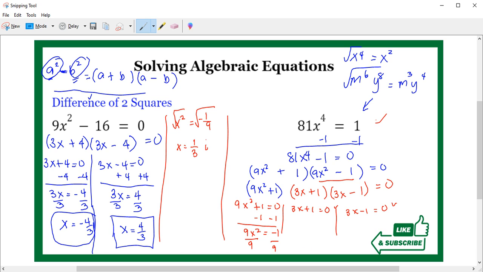And because this is a square root, you will have a positive and a negative answer. So in this particular one here, you have positive, negative 1/3 i. So you have two answers here, one positive 1/3 i and negative 1/3 i. So two answers here, one answer here, one answer here. So total of four answers, which is what you expect, because the highest exponent is 4.